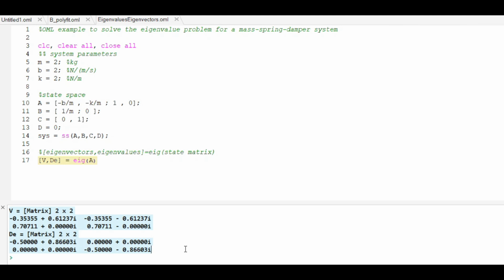In this tutorial, we explored the eigenvalue analysis of a mass spring damper system using OML. We learned what eigenvalues and eigenvectors represent, why they are important in engineering, and how they are used to study system stability and vibration characteristics. We examined the state space model, created the system matrices, and used the eig function to compute the eigenvalues and eigenvectors. The resulting complex eigenvalues showed that the system exhibits damped oscillatory behavior and remains stable because the real parts are negative.